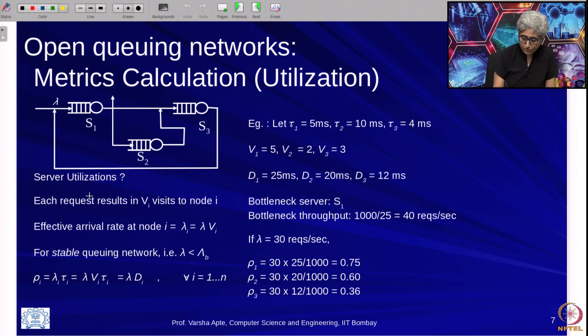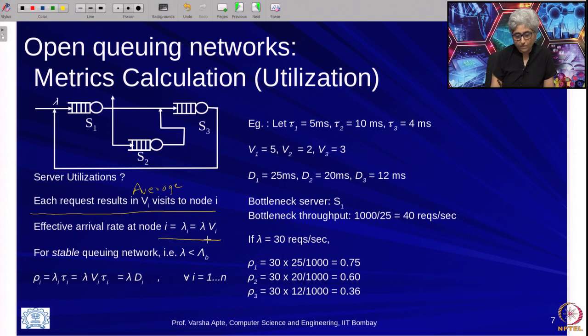Each request, remember, results in an average of V_i visits to node i. So the effective arrival rate at node i is an important quantity, as it is similar to service demand. There are two ways one can account for the additional work that a node has to do, because now the request visits a node multiple times.